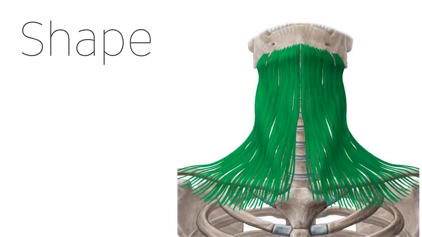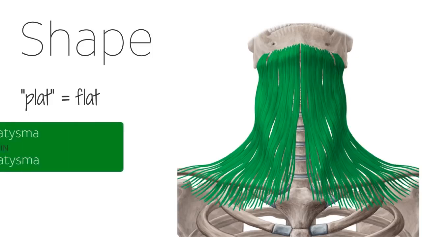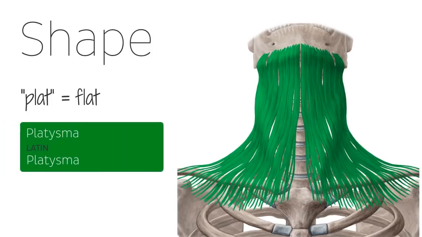The quality of a muscle with regard to its dimension can also be used to derive the name of a muscle. And in this case, we're looking at a muscle whose main attribute is its flatness. The French word plat means flat, and so from that we get the word platysma for the platysma muscle that covers the superficial aspect of the muscles of the neck.